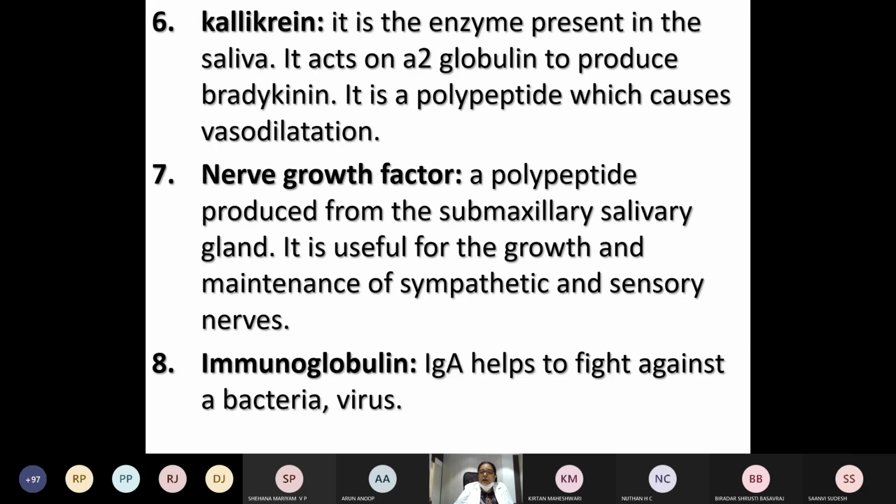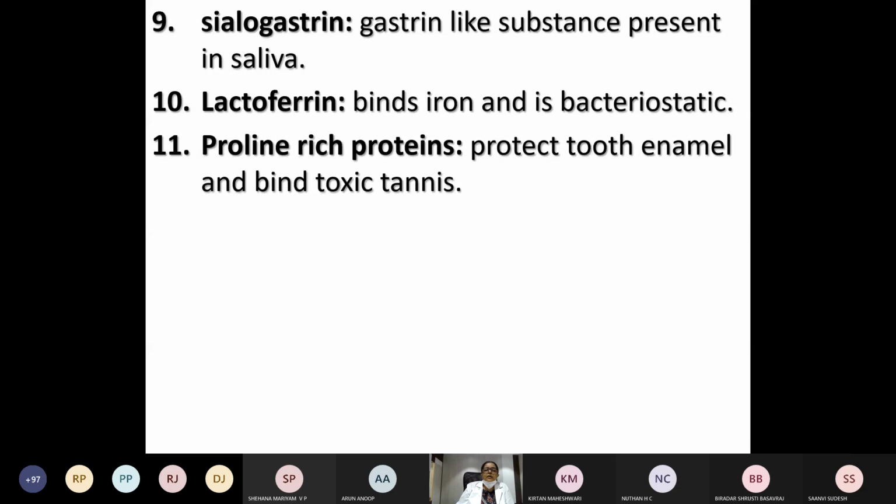Immunoglobulins. IgA helps to fight against bacteria, virus. Xylogastrin. Gastrin-like substance present in saliva. Lactoferrin binds iron and is bacteriostatic. Proline-rich proteins protect tooth enamel and bind toxic tannins.